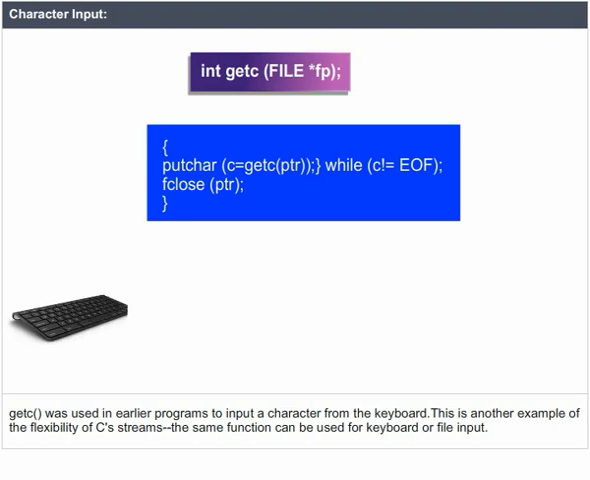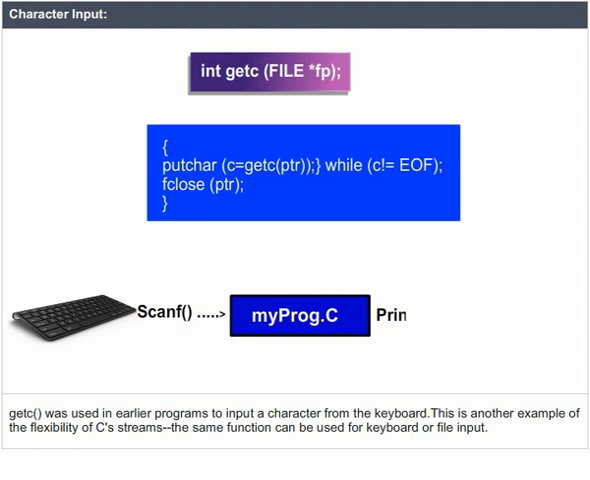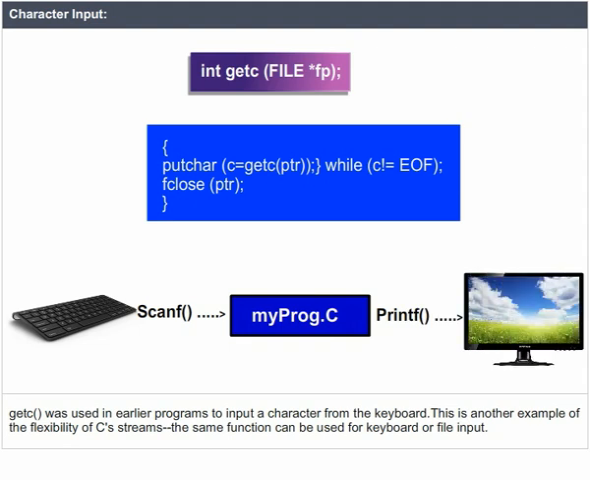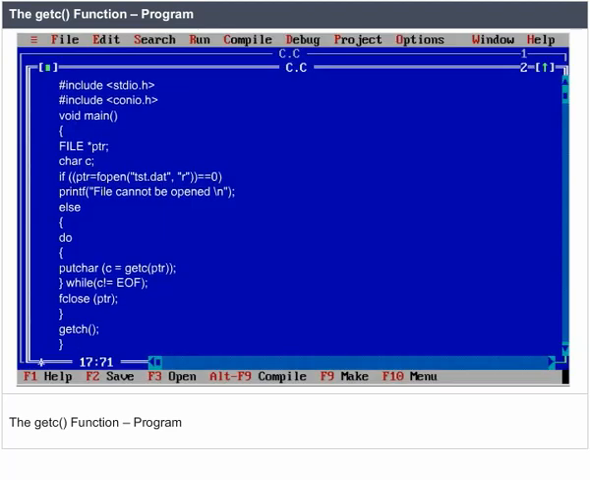getc was used in earlier programs to input a character from the keyboard. This is another example of the flexibility of C streams. The same function can be used for keyboard or file input. The getc function program.